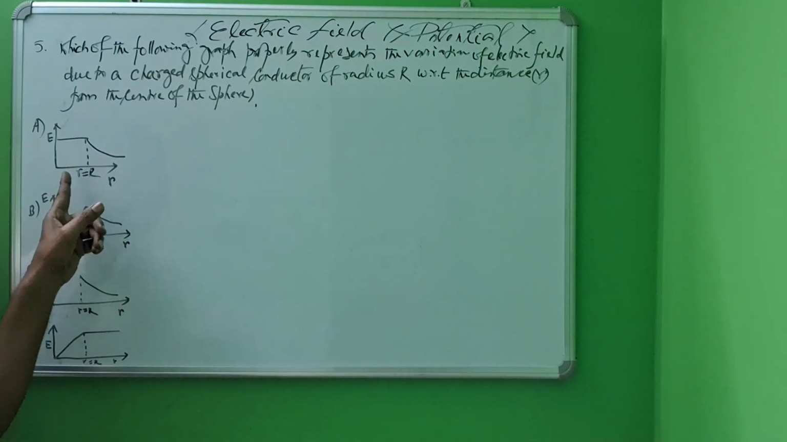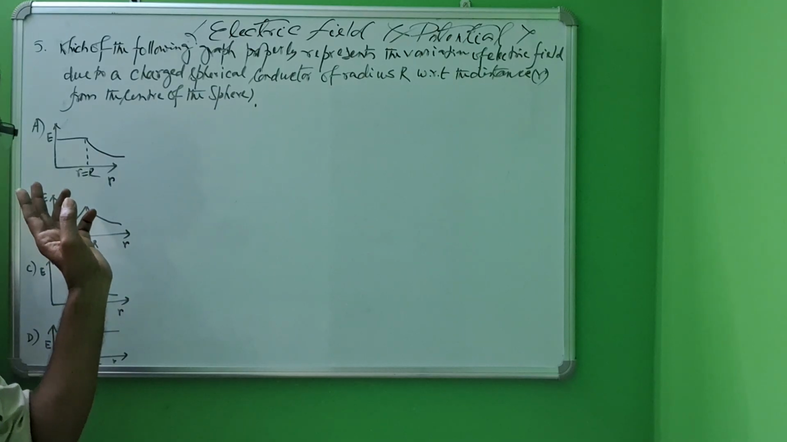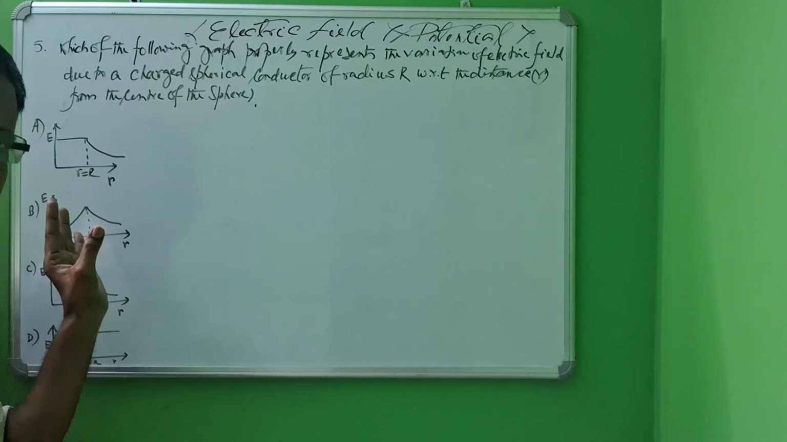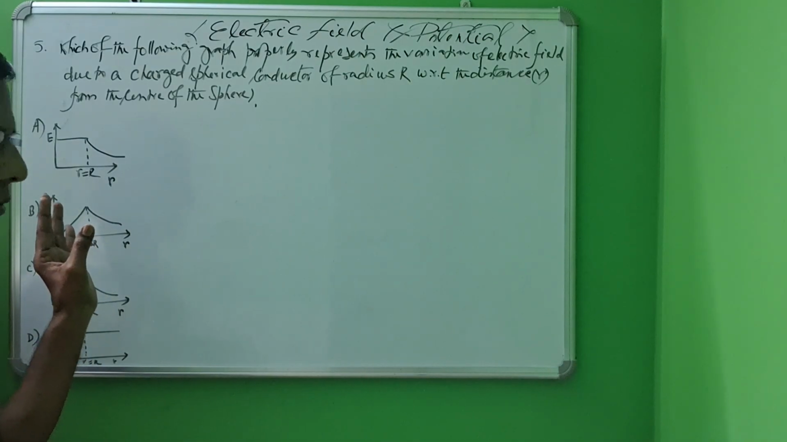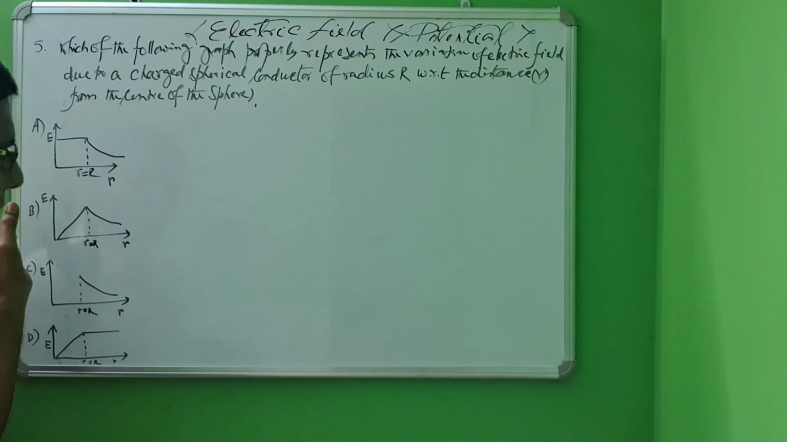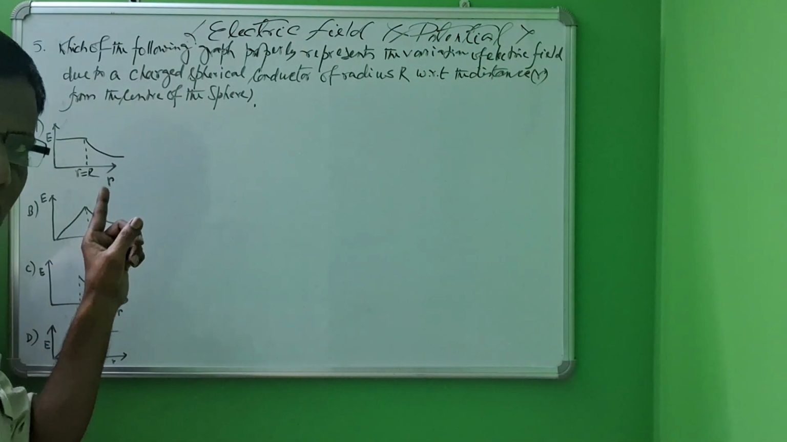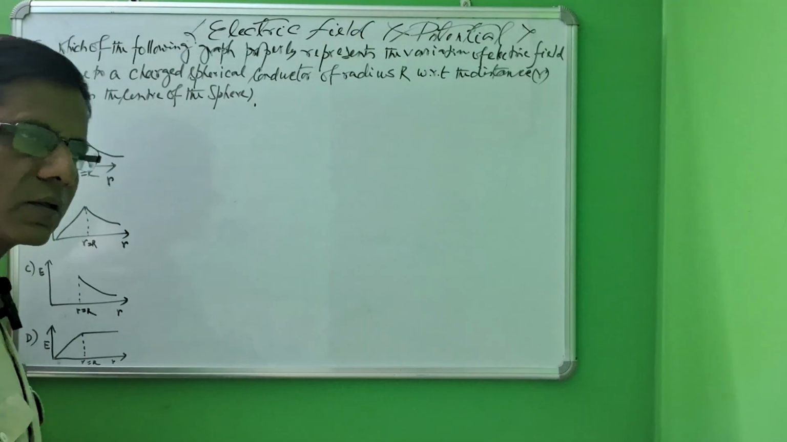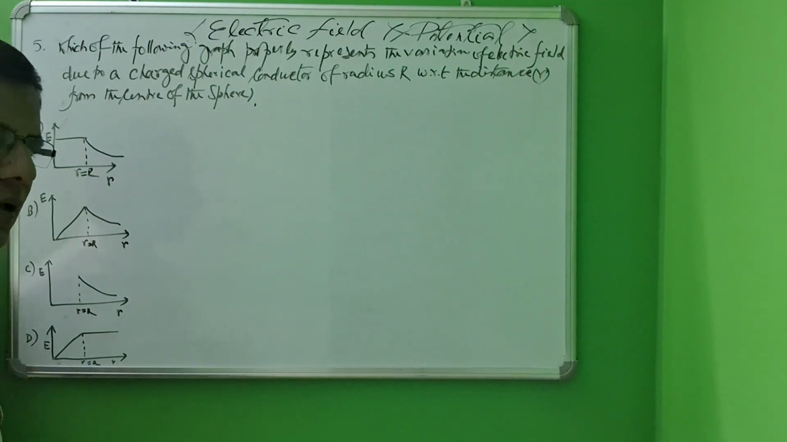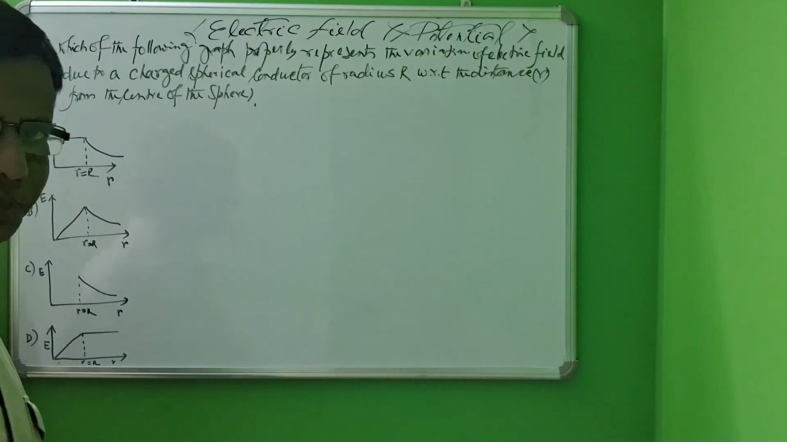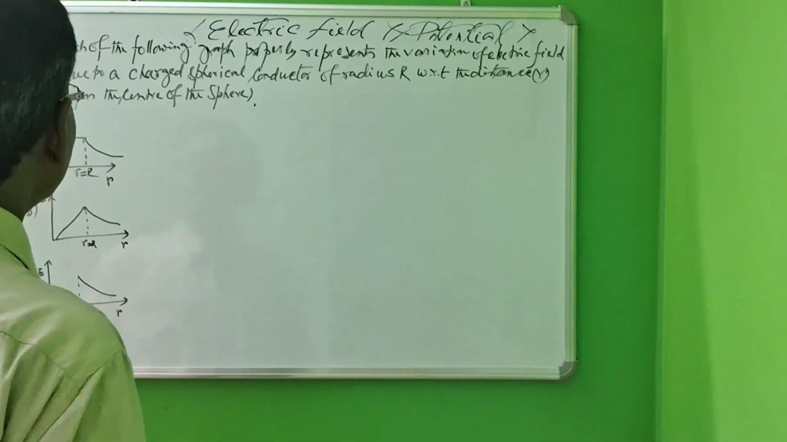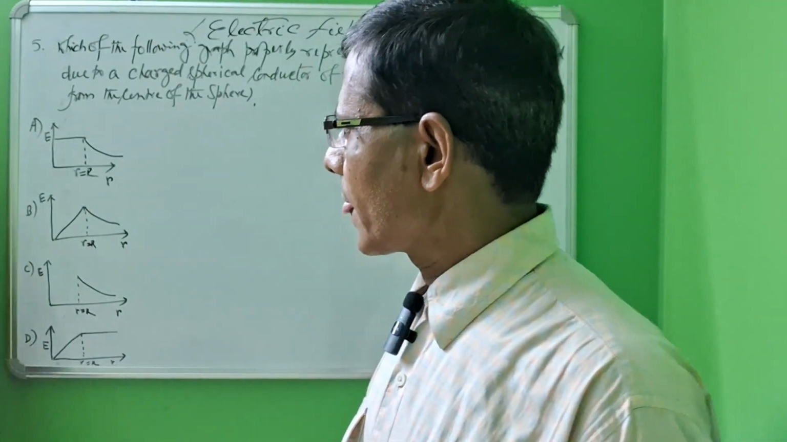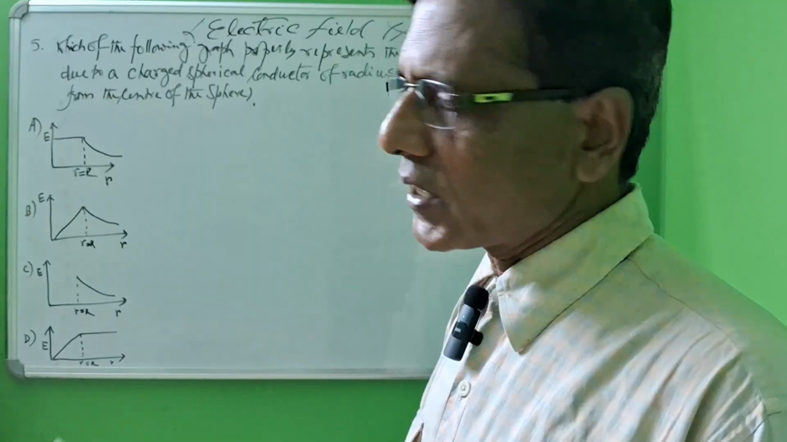Mind it, when the small r equals capital R, then the sphere is completed, and the r axis is not ending. The r axis also runs outside the spherical conductor. We have to find the correct one, because C is the correct one.